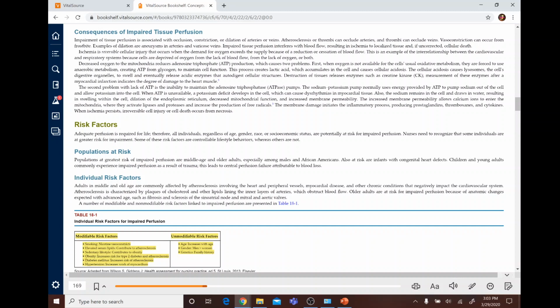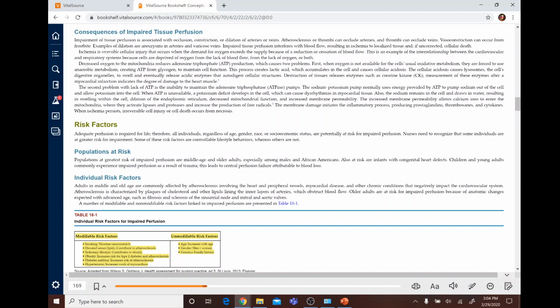The destruction of tissues releases enzymes such as creatine. Measures of the enzymes after a MI indicate the degree of damage to the heart tissue. The second problem, lack of ATP, is that ATP is unavailable to maintain the pumps. The sodium-potassium pumps normally use energy provided by ATP to pump sodium out of the cell and allow potassium into the cell. When ATP is unavailable, you have a deficit in potassium in the cells. This causes dysrhythmias in myocardial tissue.